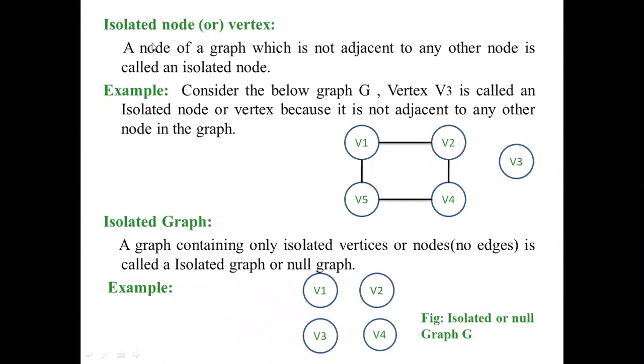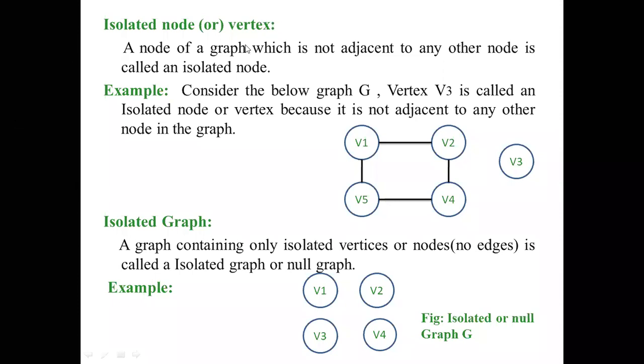Next one, isolated node or vertex. A vertex of a graph, or a node of a graph, which is not adjacent to any other node is called an isolated vertex. A vertex of a graph which is not adjacent to any other vertex is called an isolated vertex.